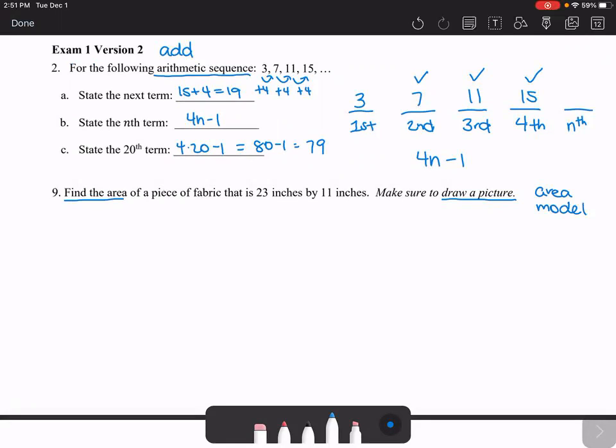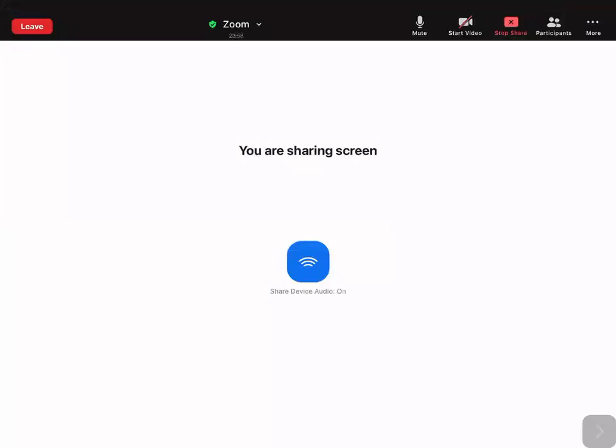These can look slightly different depending on what you're doing. There are different ways to draw area models, but I think the easiest one that we have the most exposure to is the area model using base blocks. It's probably the easiest way to do it.